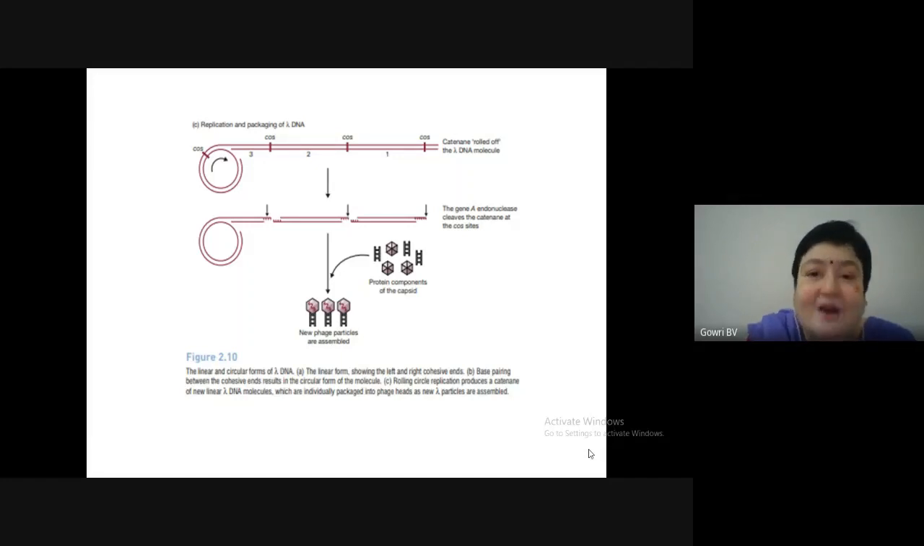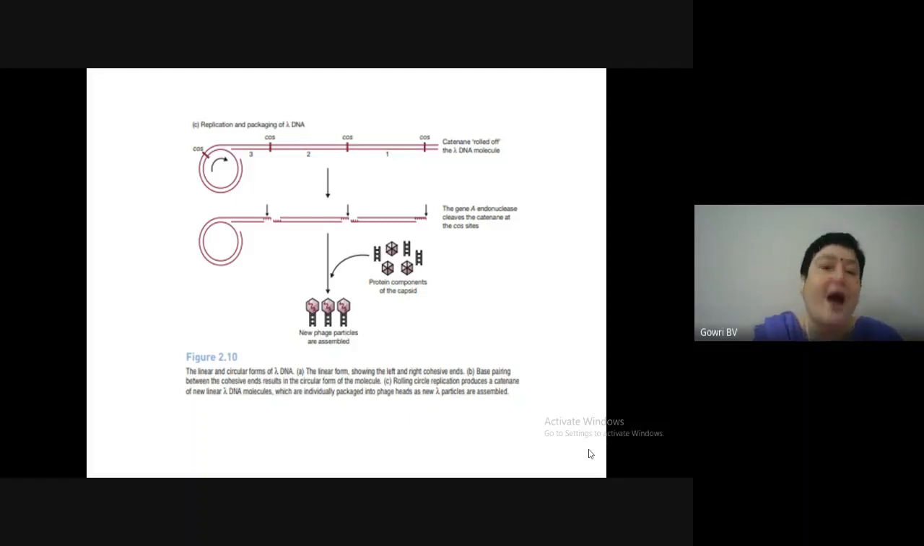Gene A produces an endonuclease that recognizes the cos site. The cos site is the recognition site for the gene A product. It cleaves the cos site. After cleaving, you have the linear lambda DNA molecule, with a left cos site and a right cos site on either side. Now you go in for assembly, protein component synthesis and assembly. Each molecule with its left and right cos sites is inserted into the new phage capsid head, and release takes place via cell lysis of the host cell.